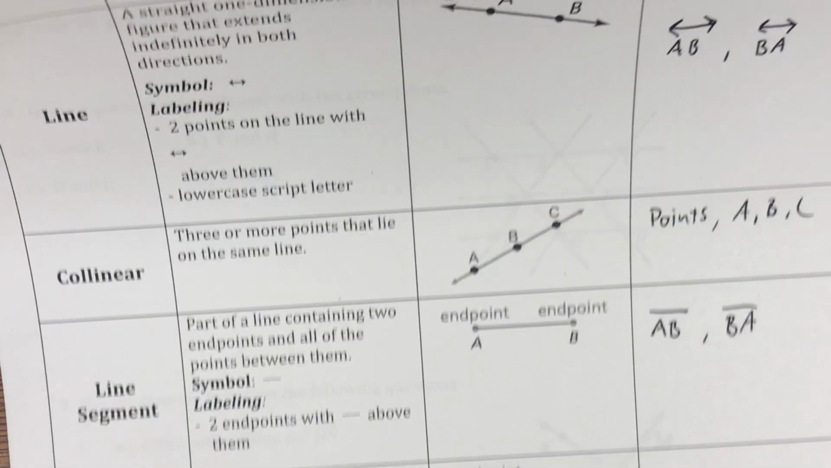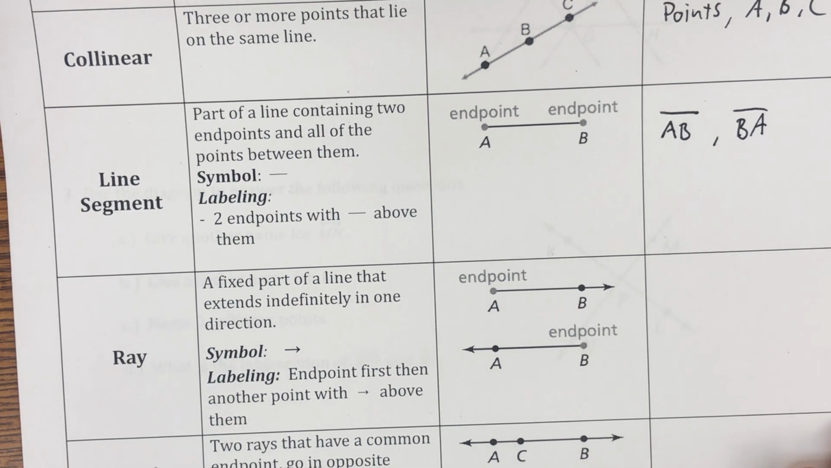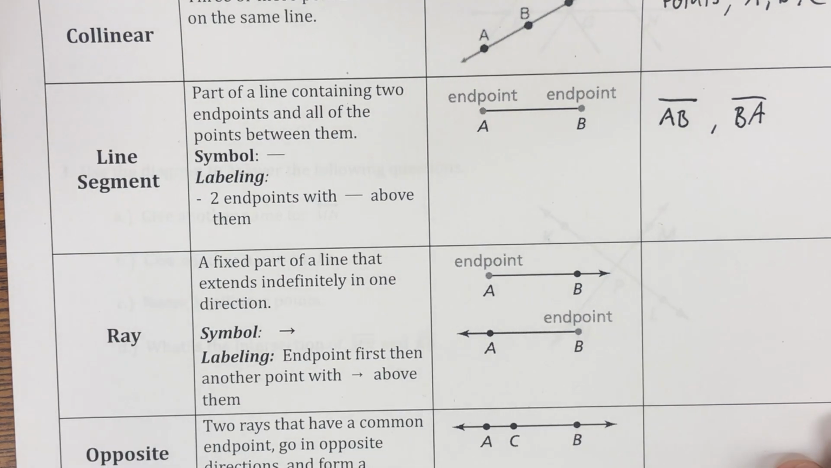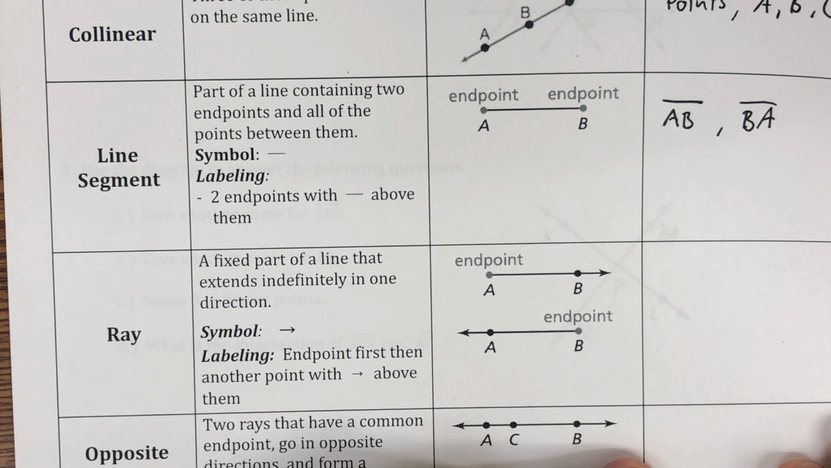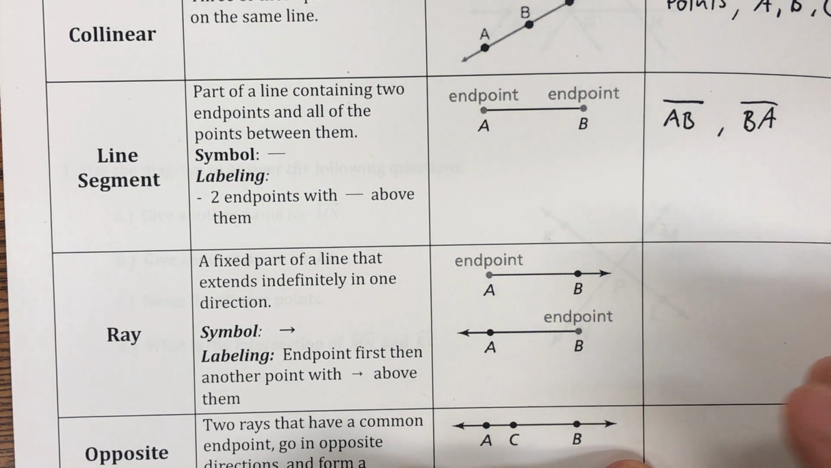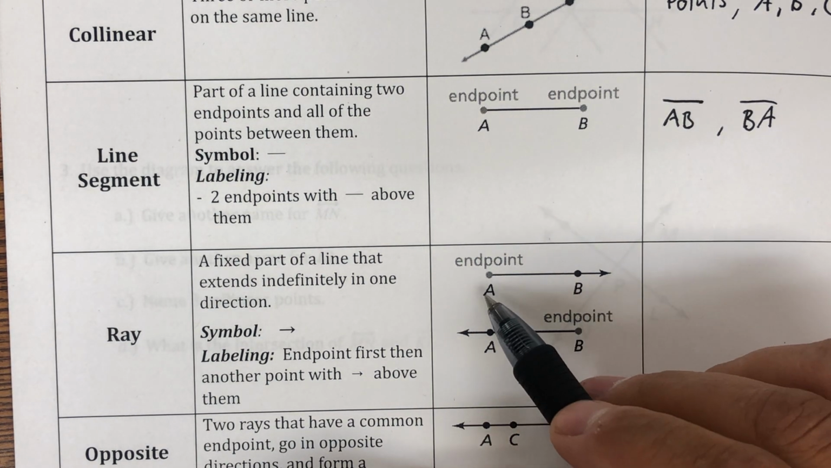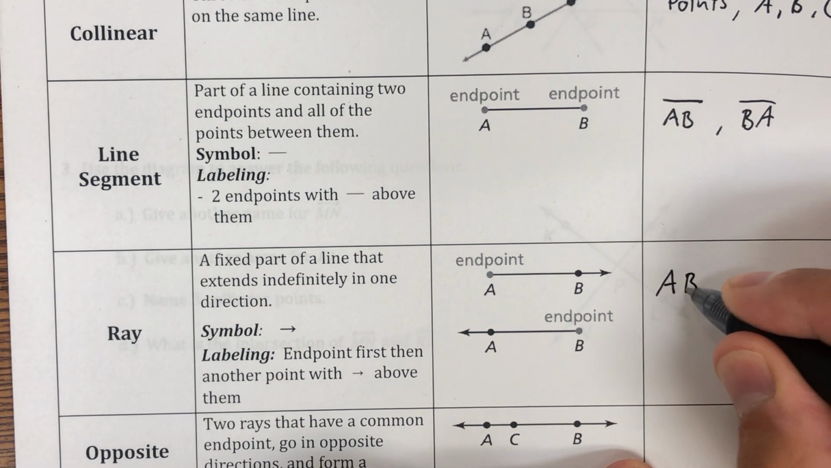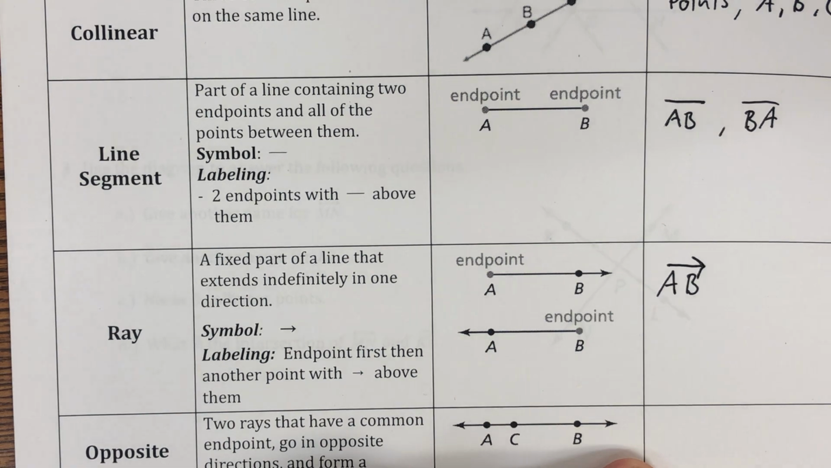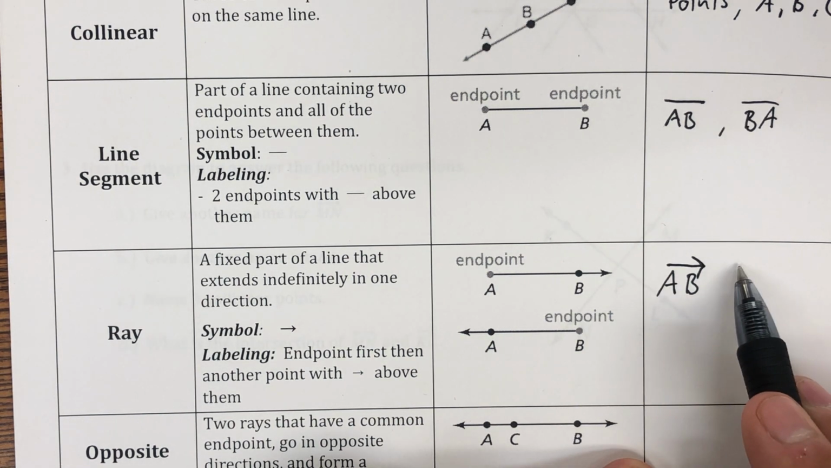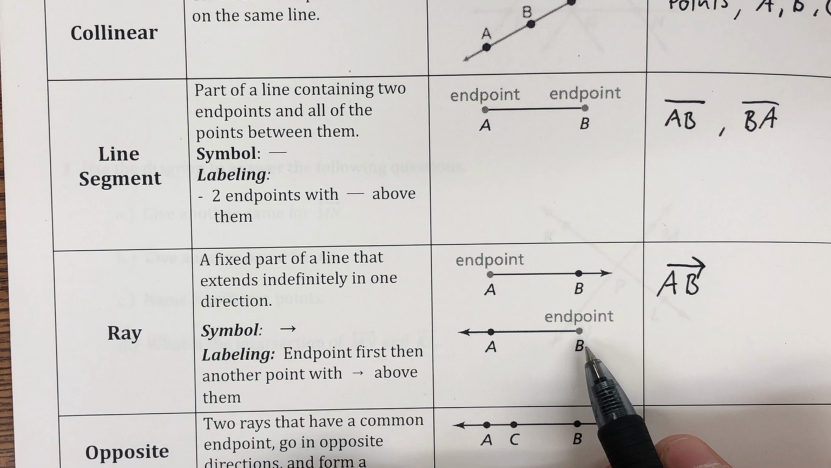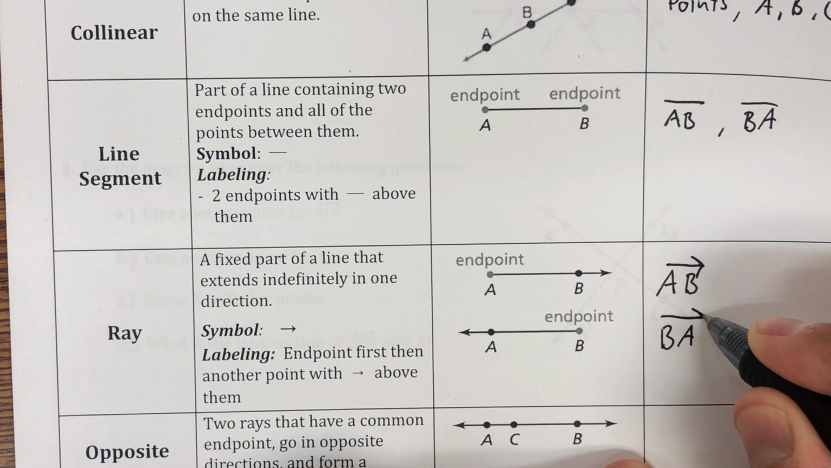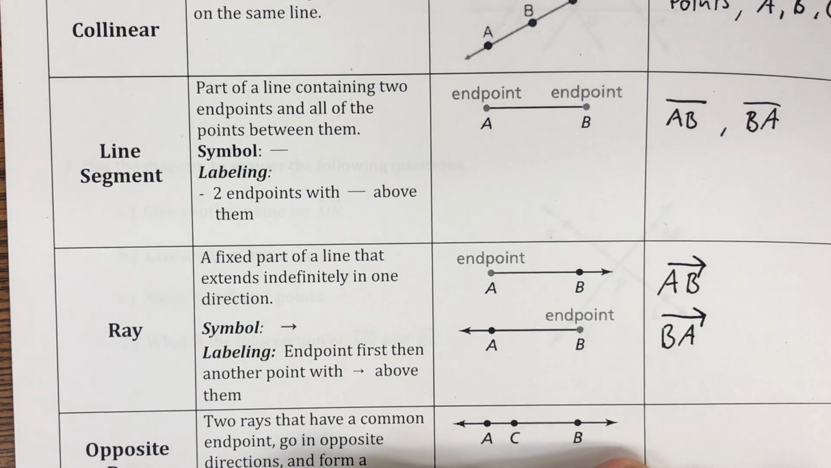A ray is our next definition. A ray is a fixed part of a line that extends indefinitely in one direction. So it has one endpoint and then keeps on going forever and ever in another direction. When I name it and use its symbol, I have to start at the endpoint. So this ray starts at A, goes to B. So I'd say AB, with a ray sign above it. Starts at A, goes to B forever and ever. Start with the endpoint. When I name the one below it, I would have to start at B, and it goes to A, and then keeps on extending indefinitely.